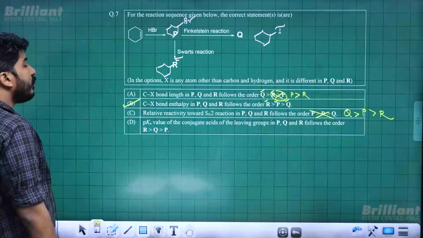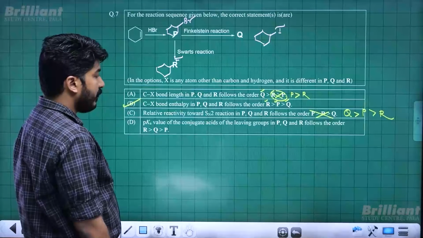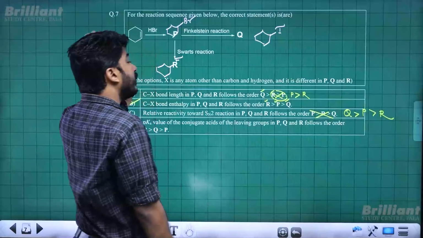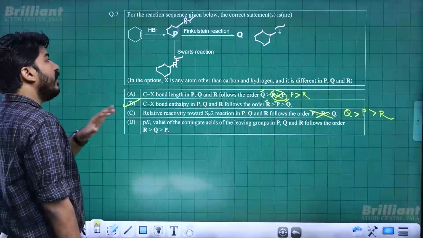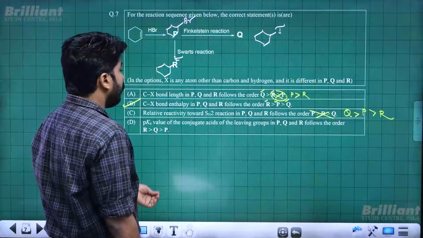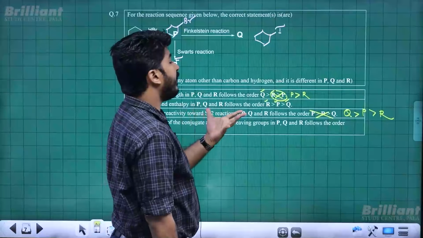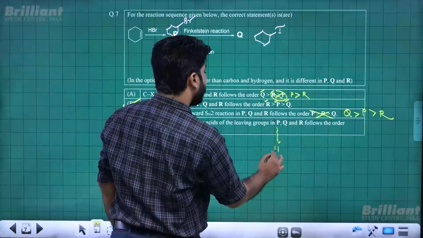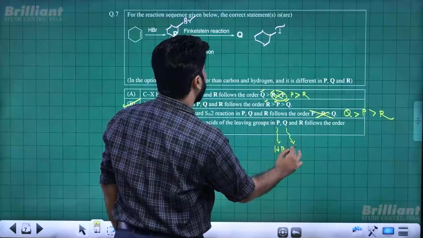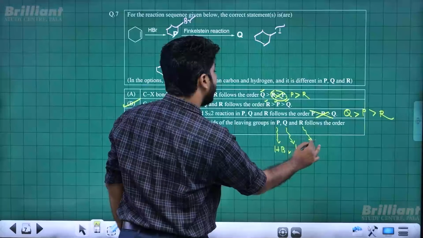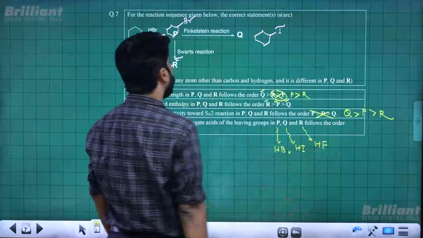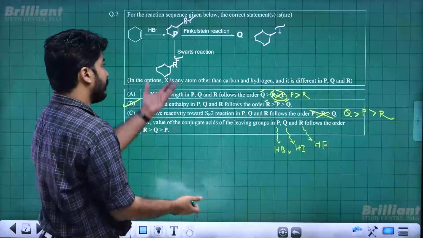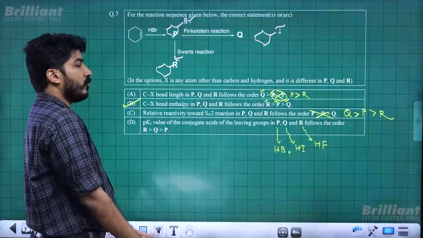Now pKa values of the conjugate acids of leaving groups in P, Q and R. Leaving groups, these are famous for substitution reactions. Haloalkanes, their favorite reaction is nucleophilic substitution reaction because in general halogens are good leaving groups. So we are talking about conjugate acids of halide ions here. Conjugate acid of leaving group in P is HBr. Conjugate acid of leaving group in Q is HI, and conjugate acid of leaving group in R is HF, although F is not a good leaving group. Okay, but considering it's a general case, F is the leaving group in R. Okay, now we have no other option.